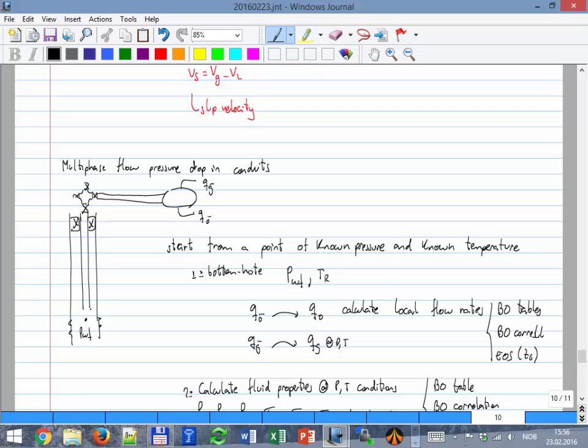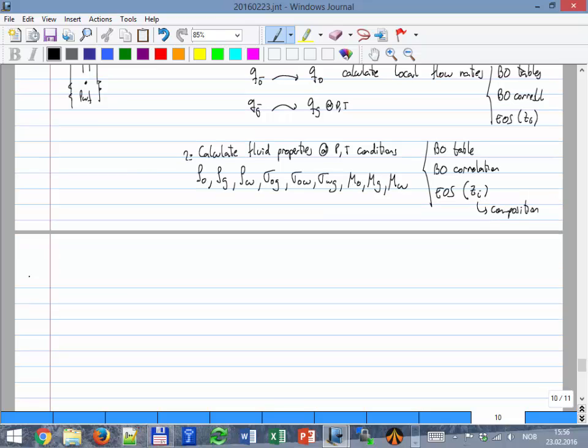But we will see now compositional. I think it's much easier to see, and then we will go to black oil: how do you do it with black oil? But let's do it now with composition.